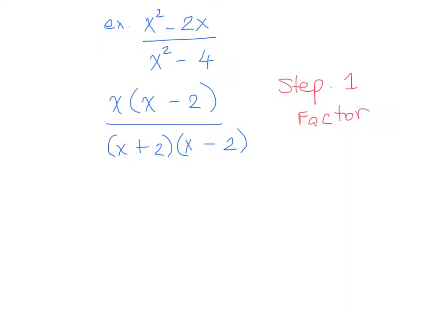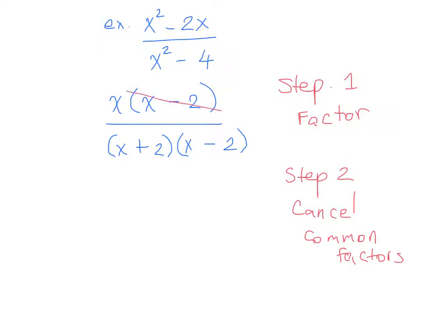All right, awesome. Once we have everything factored, now we are able to move on to the next step. And now we can cancel our common factors. So that's step 2. So we're canceling common factors. In this case, we have an x minus 2 on top and an x minus 2 at the bottom. We can cancel those. And that leaves us with x on top and x plus 2 at the bottom. It can't be factored any further. There's nothing more in common.